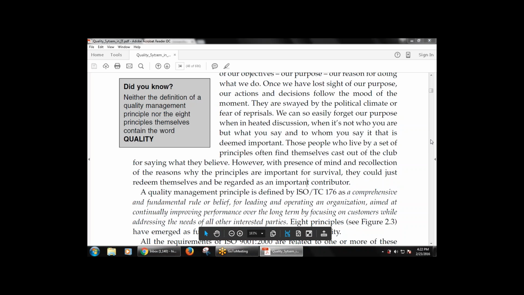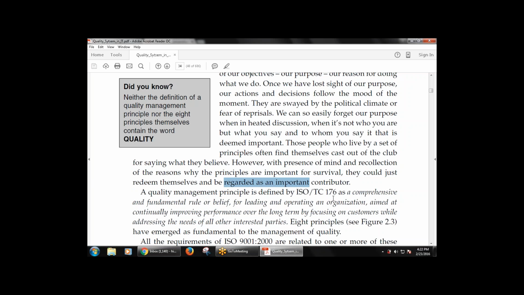However, with presence of mind and recollection of the reason why principles are important for survival, why rules and regulations are available for survival, they could redeem themselves and be regarded as an important contributor. So what are the various possible solutions to redeem themselves, and what are the various targets by which we can achieve that?